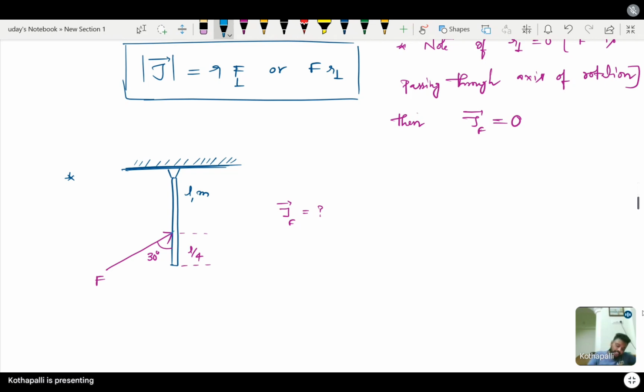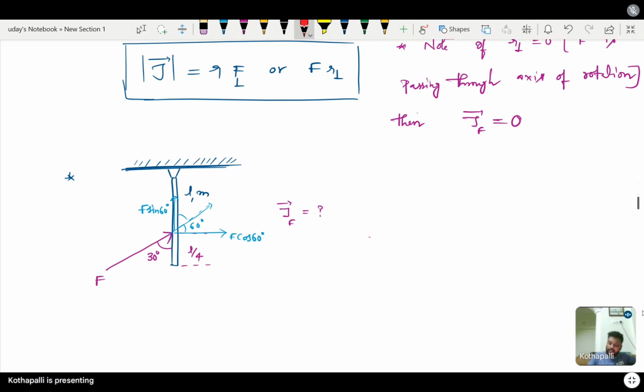See, if I take the components of this force logically, this will be 30 degrees again, isn't it? No, this will be 60 degrees, because this is 30 now. So this is the force line. This component will be F cos 60, and this will be F sin 60.